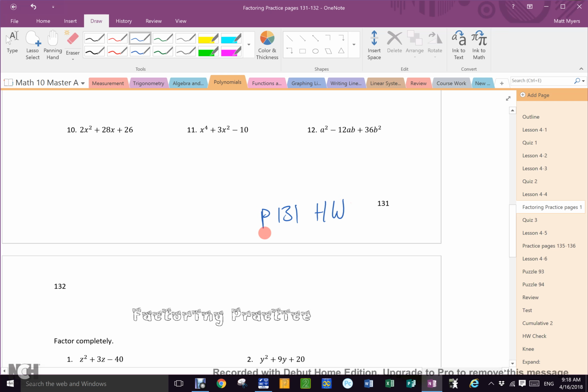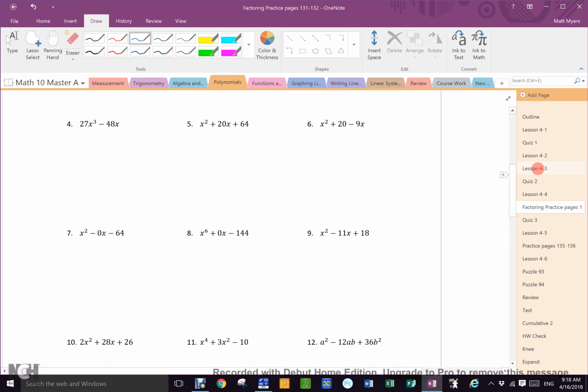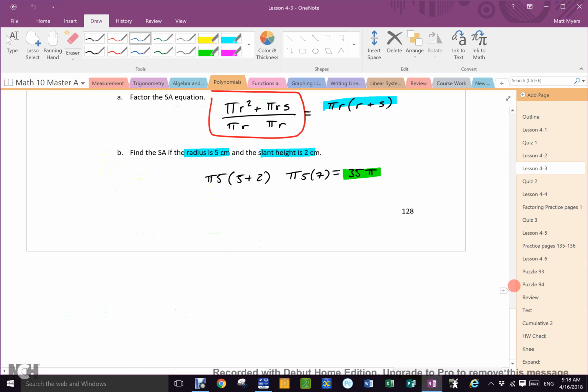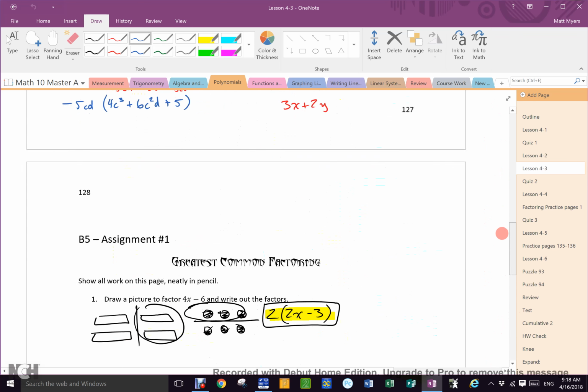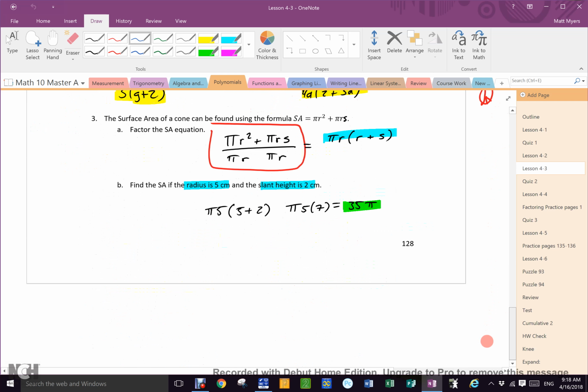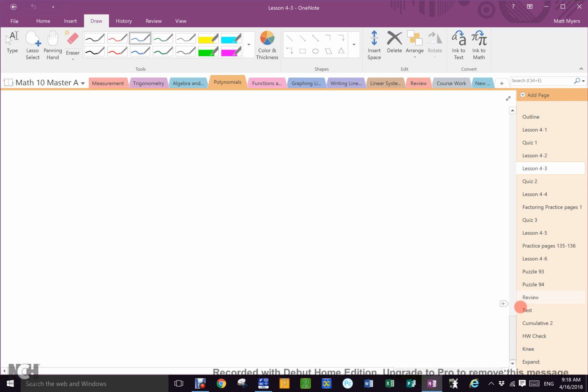Quiz tomorrow. Quiz on expansion and on GCF factoring, which is pages 127 and 128. Okay?